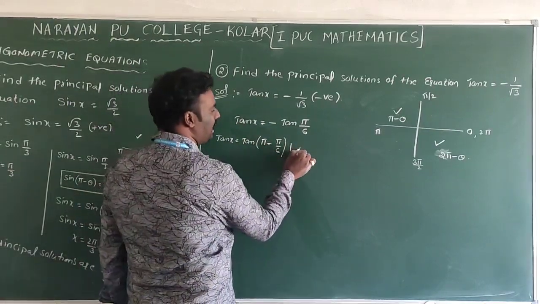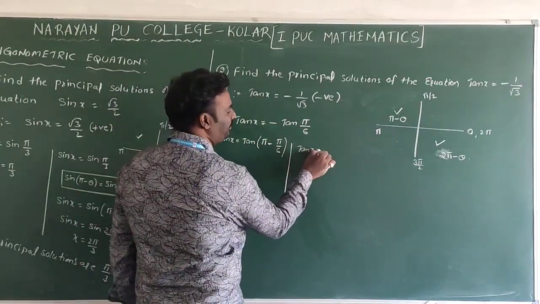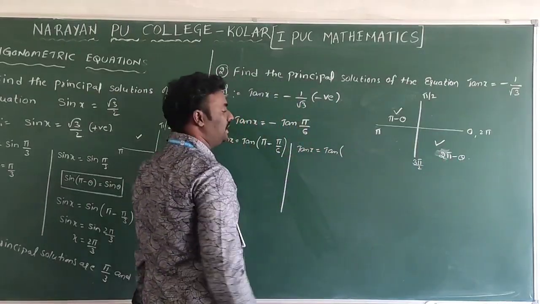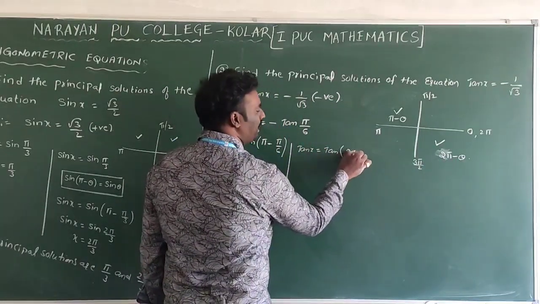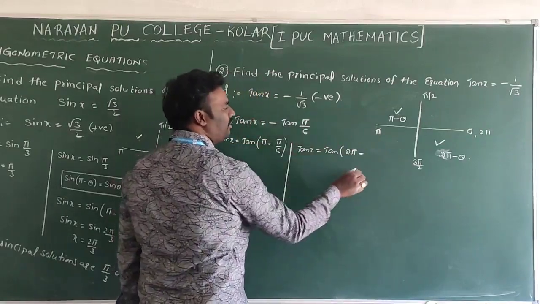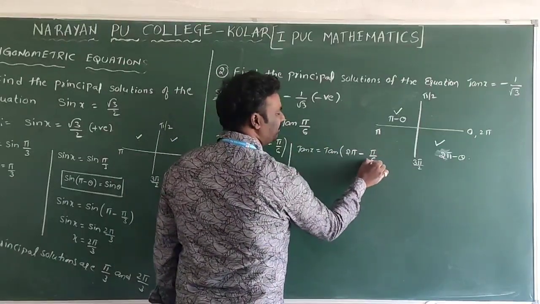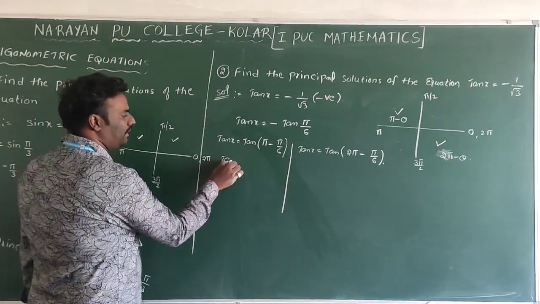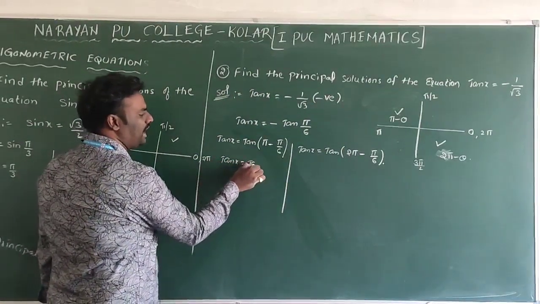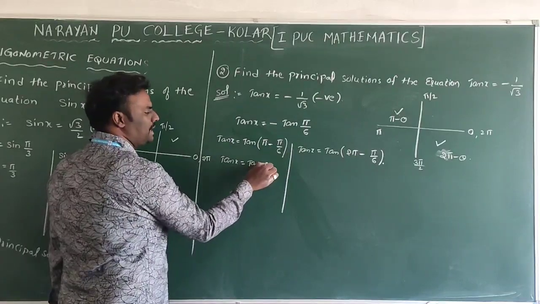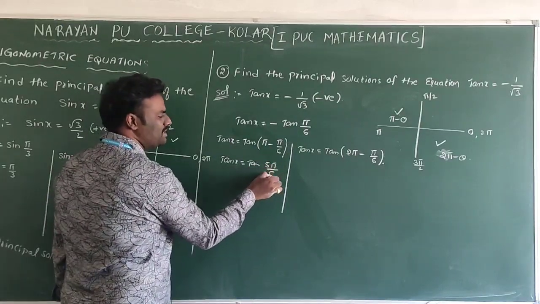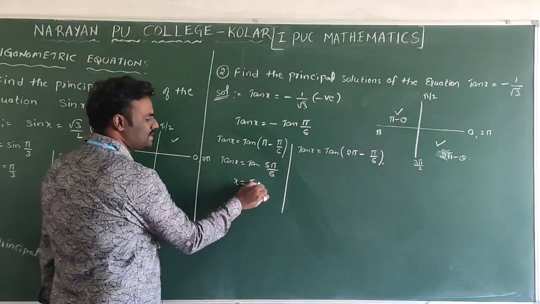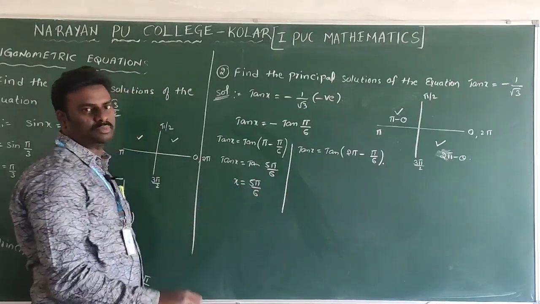Here tan x is equal to tan of, here what I can write? 2 pi minus theta, that is nothing but 2 pi minus, what is theta? We have pi by 6. Now simplify. Tan x is equal to tan of 6 pi minus pi, that is nothing but 5 pi by 6. Then x is equal to 5 pi by 6. This is one principal solution.